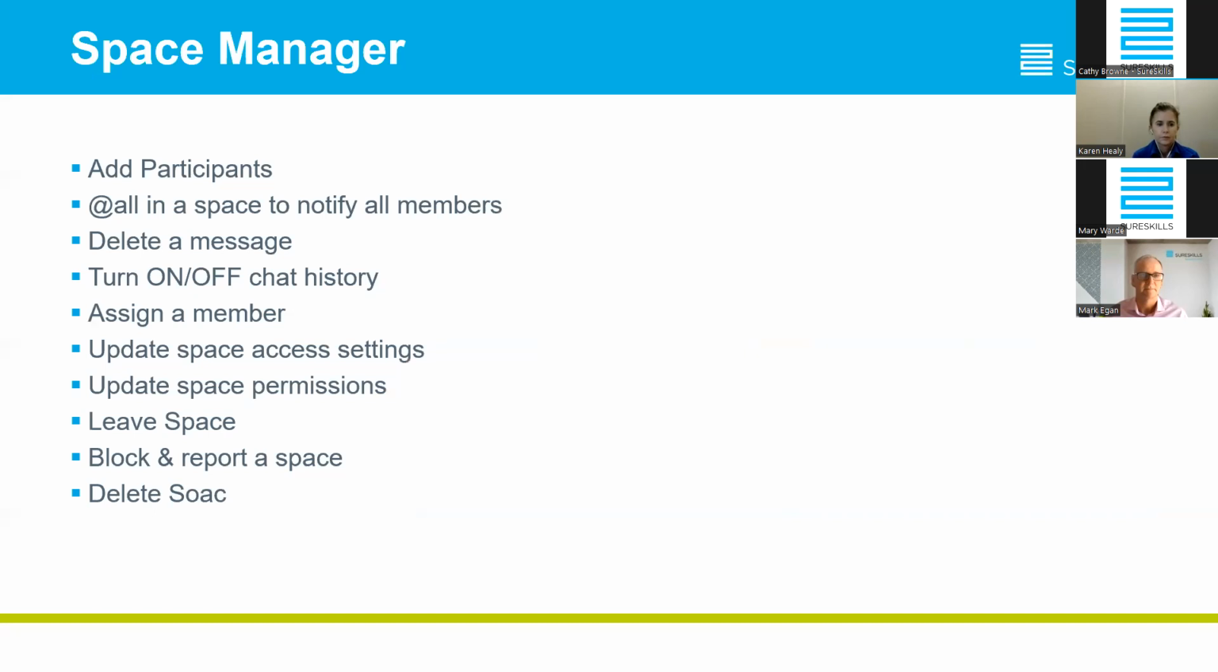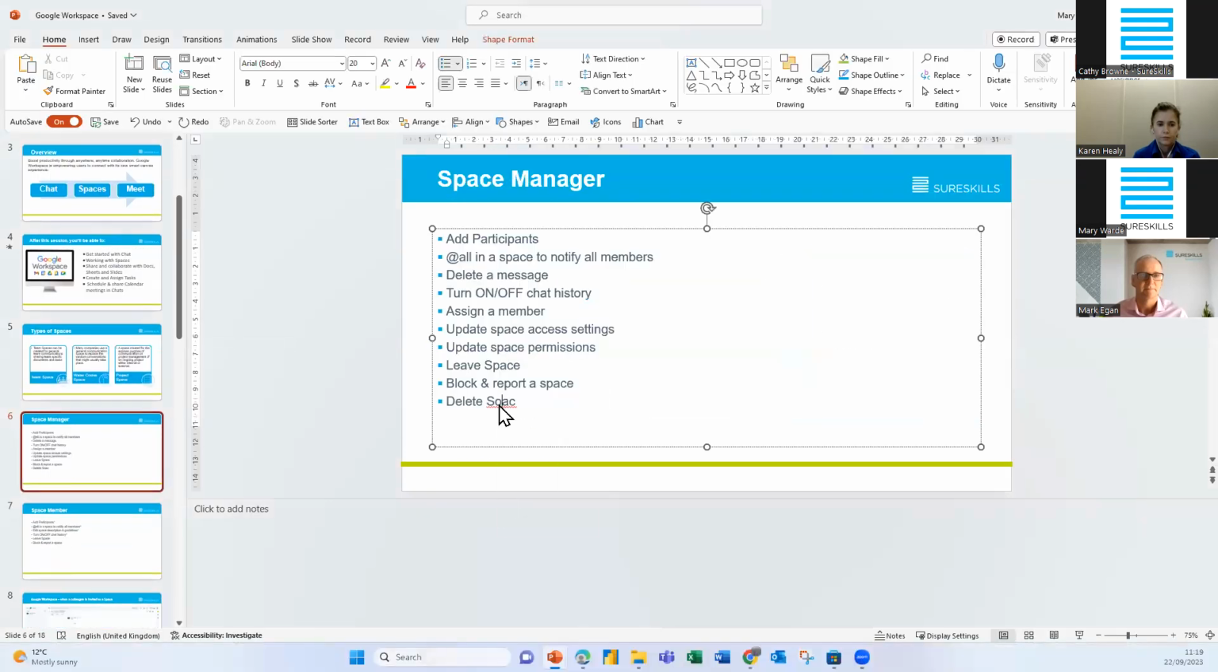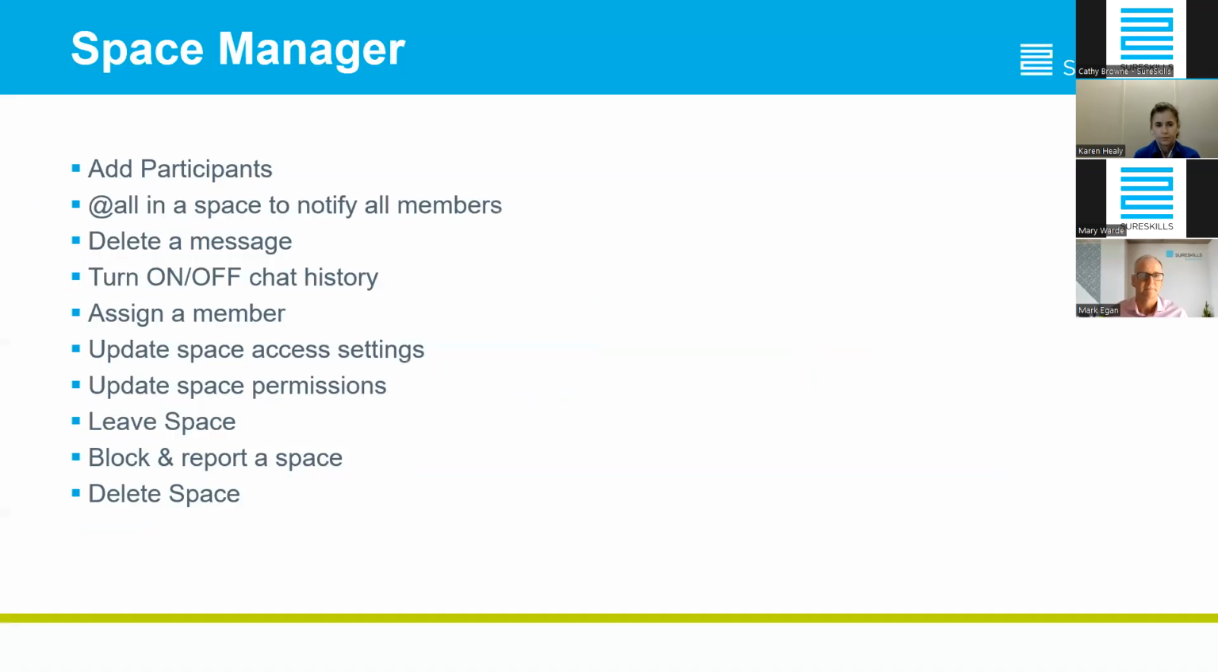So when we talk about the space manager, that is the manager of the space that would have the overall permissions of being able to keep track of what's happening in the space. They can add participants, they can add all in a space to notify all members, they can delete a message, turn on and off chat history. They can assign a member, update space access settings, update space permissions, leave space, block and report spaces, and delete a space. Excuse me, I'll just change that now. Apologies. Delete a space. So they are the options that you can use under a space manager. There are a few other ones as well, but I just picked out a few just to give you an idea.